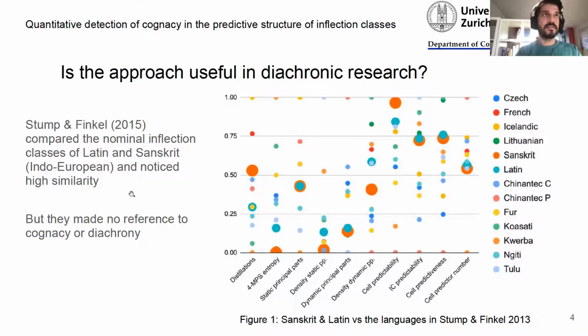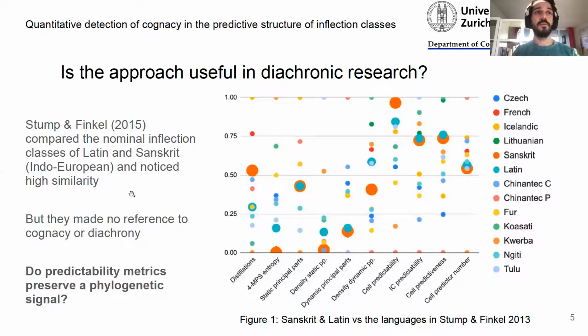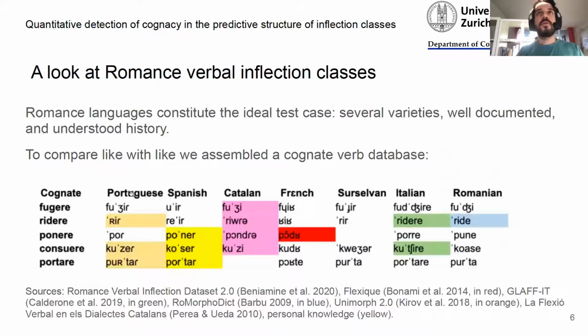So Sanskrit and Latin declension go back to Indo-European declension that maybe was 2000 years before or whatever, and some of this may be preserved in the daughter languages. So our question will be, do these predictability metrics indeed preserve a phylogenetic signal? And we will try to answer this question by looking at Romance conjugations.